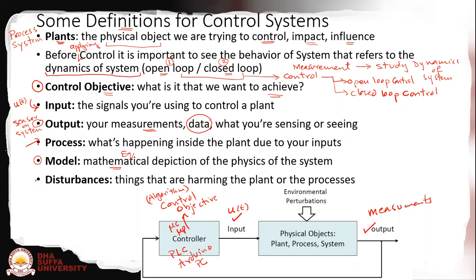And then we have the disturbances. So we have to have a good understanding about what is a plant, what is the control objective, inputs, outputs, process, model, and disturbances. Okay, so at this point, I would like to pause and wait for any questions.